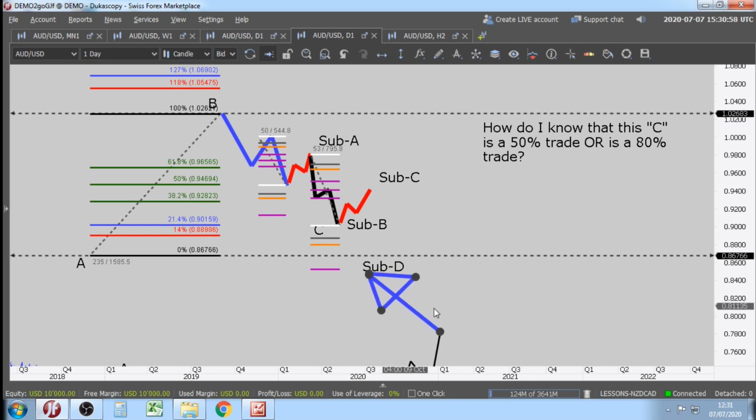Where is the sub D extension, everybody? Is the sub D extension still inside the AB boundary of the original Fibonacci, like in here? Or is the sub D below or above the capital A of the original Fibonacci? Below in this example, of course.